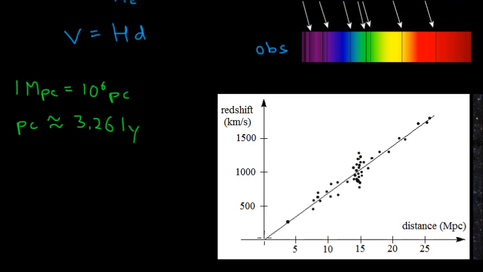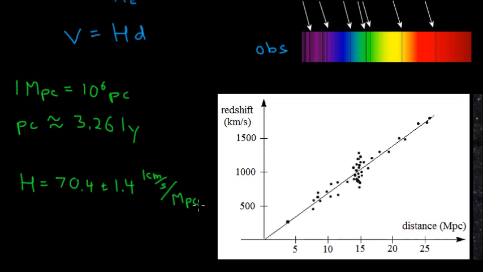And what we notice is that we do get a straight line for our velocity versus distance graph, and the slope of this line is the Hubble parameter. Right now, the best estimate for the Hubble parameter is about 70.4 plus or minus 1.4, which gives you a sense of how unsure we are of this number. And the units are kilometers per second per megaparsec.